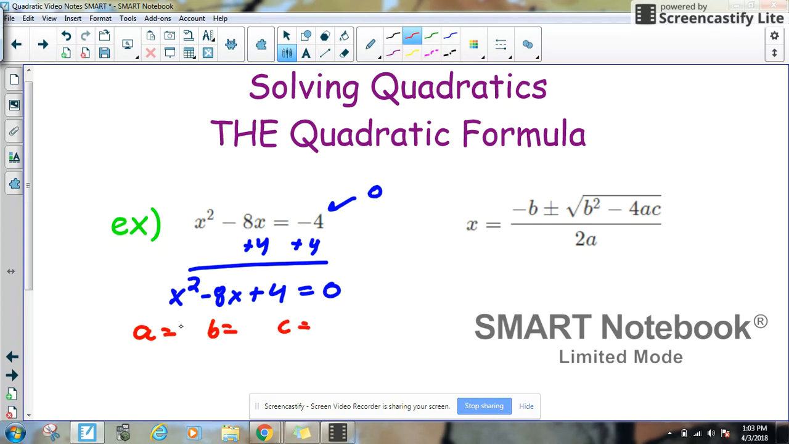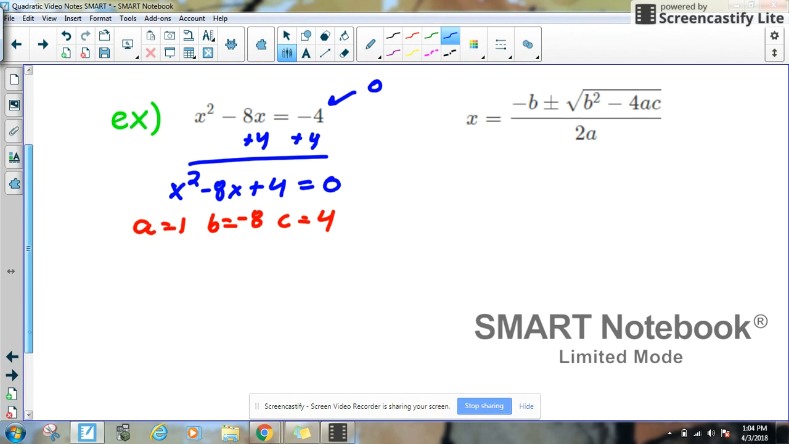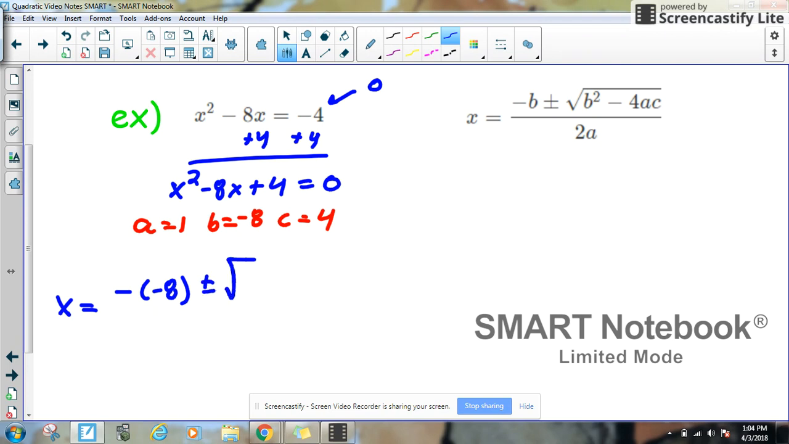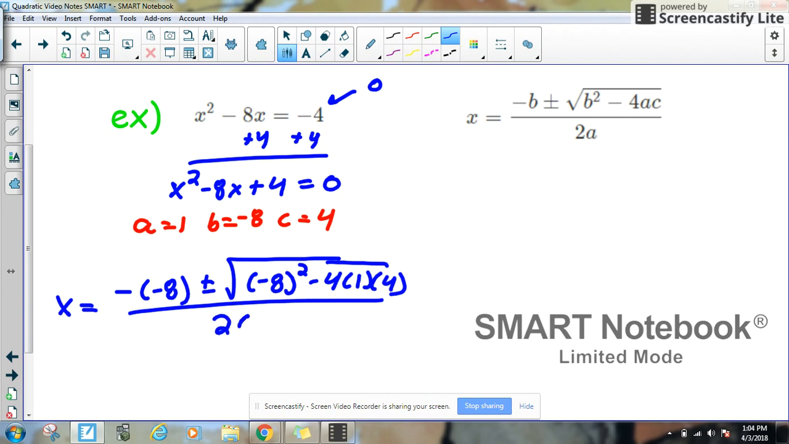A is 1, it's the number here. B is negative 8, and C is 4. Now let's use our formula. Okay, here we go. So x equals negative b plus or minus the square root of b squared minus 4 parentheses a parentheses c, all divided by 2 times a, which is just 1.